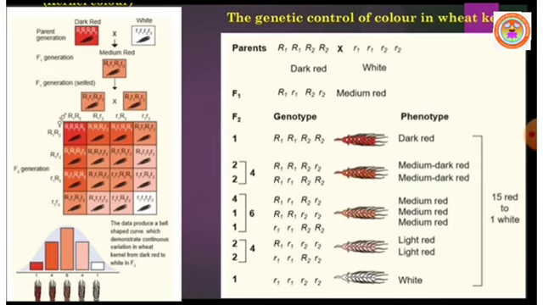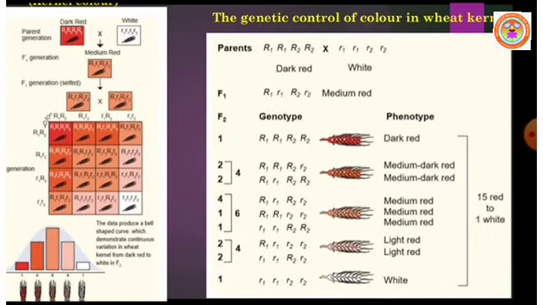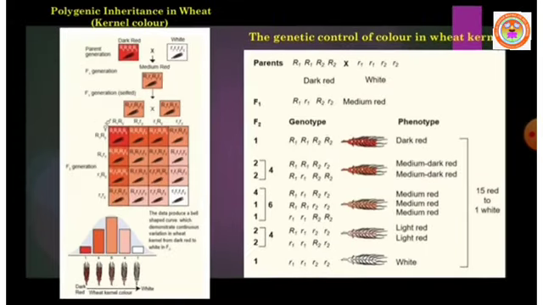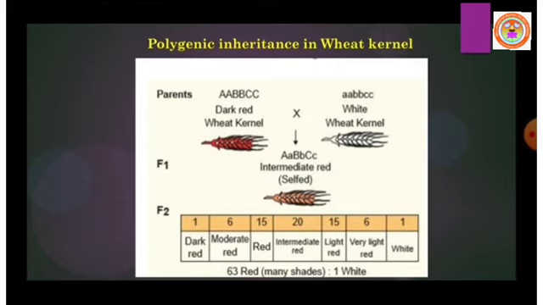You can see the polygenic inheritance in the wheat kernel. The 3 pairs of independent alleles are capital A, capital A, capital B, capital B, capital C, capital C, and the white kernel is small a, small a, small b, small b, small c, small c. The F1 generation is intermediate red. There are 63 red with its many shades along with 1 white.